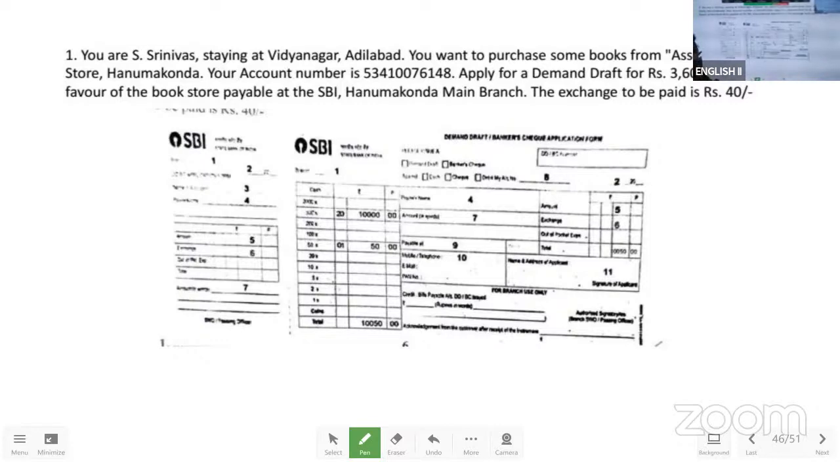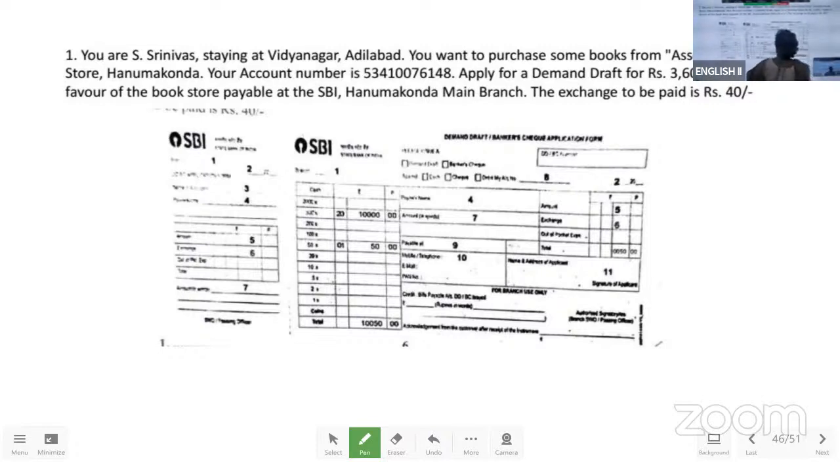Now, coming to the first form filling, this is a demand draft. Except for demand draft, the other filling forms are very, very easy. There are 2 branches mentioned in the demand draft. This you should be very careful while filling them.